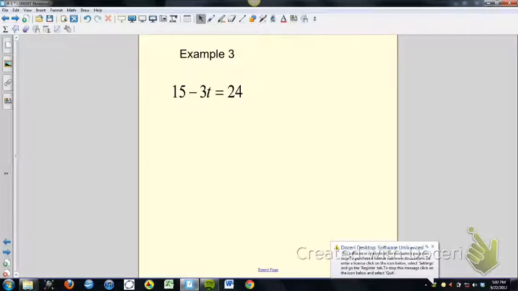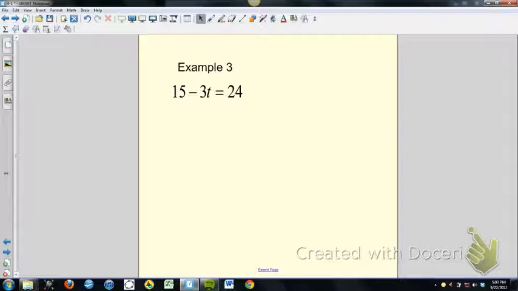Okay, the next example is 15 minus 3t is equal to 24. Now, the other two examples were a little easier. This is a little harder because the term with your x in it is the subtrahend of a subtraction problem.